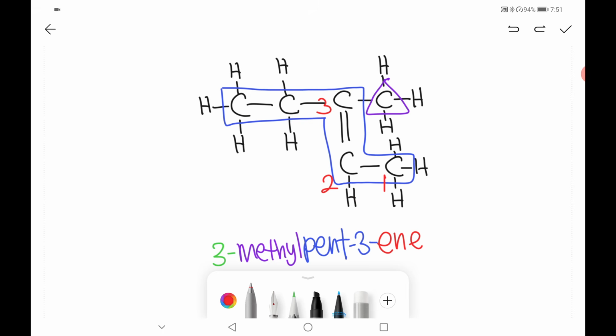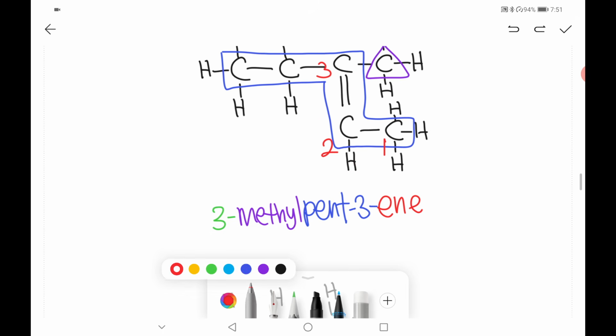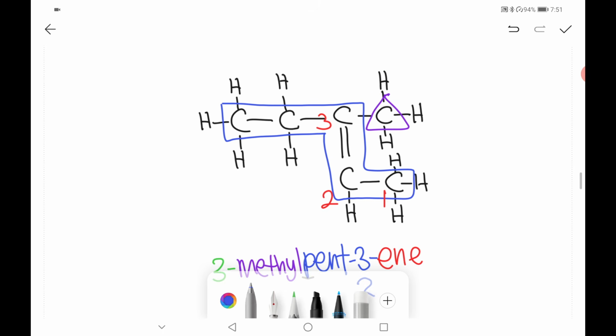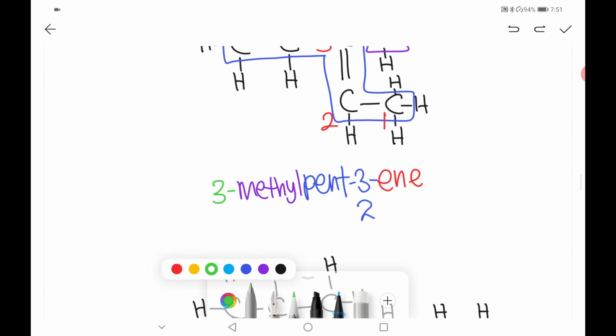So the smaller number is 2. Choose the smaller number. So the small number is 2, so put the number 2 at the back. Okay, so what about the branch? The branch now is sticking to carbon number 3. So the branch number is 3.